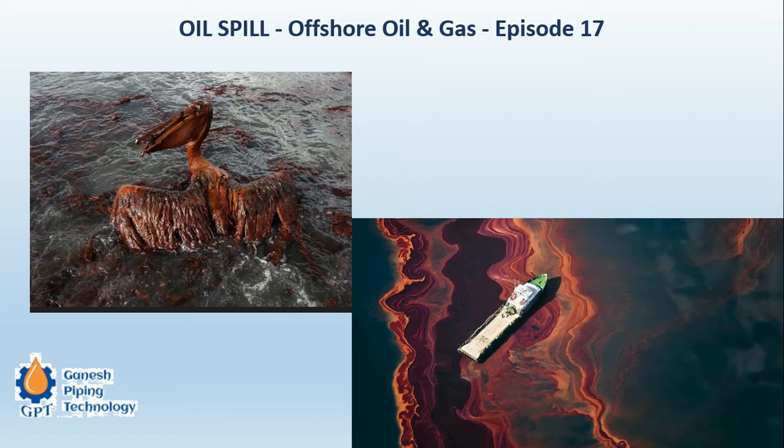So, coming to the topic, we are going to see today the oil spill. An oil spill is the release of liquid petroleum hydrocarbons into the environment, especially into the marine ecosystem, the sea and the ocean, due to human activities, and that is a form of pollution. So we can see the images.